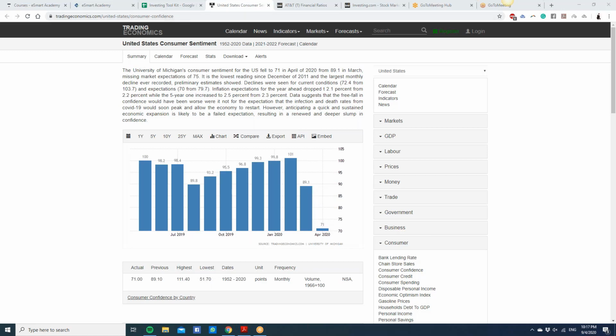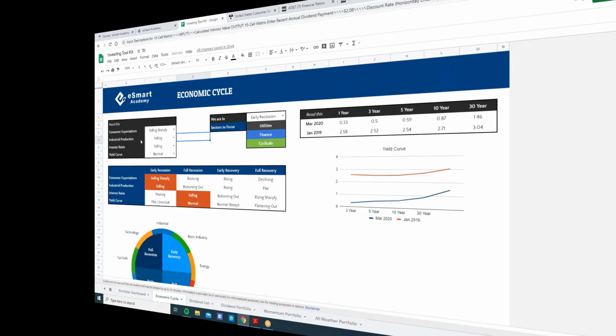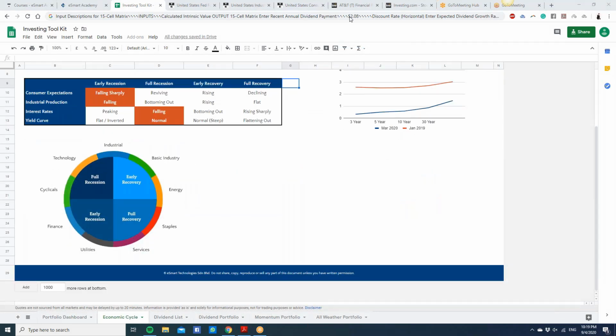Once you've done this, you go back to the toolkit and choose falling sharply. It's definitely not reviving, not rising, not declining, it's a sudden drop, so you pick falling sharply. All you have to do is look at the visual perspective of things and put this in, and this part is automated. You realize that we are in between early recession and full recession. If you follow this model, we are transitioning from early recession to full recession.